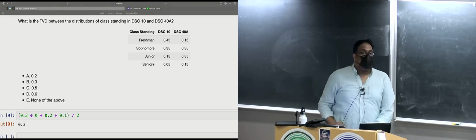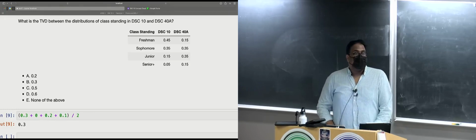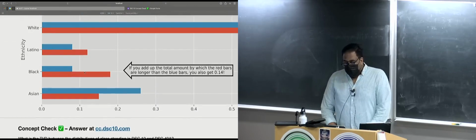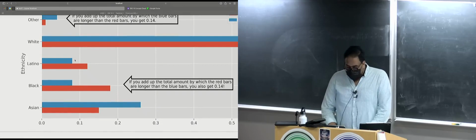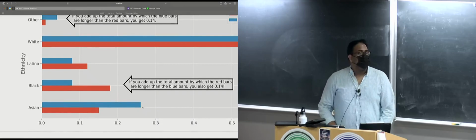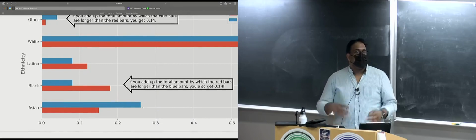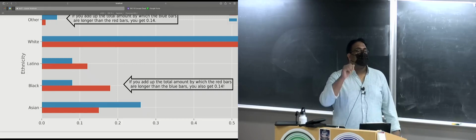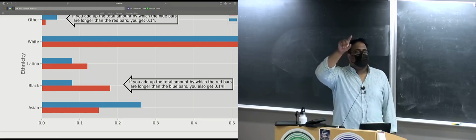Yeah? So your question is, why is this amount plus this amount the same as this amount plus this amount? Okay, take DSC 40A next quarter and they'll tell you. I'll tell you after class if you want, but it's just a mathematical fact. So I think there was another question.